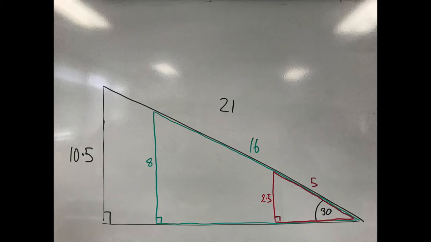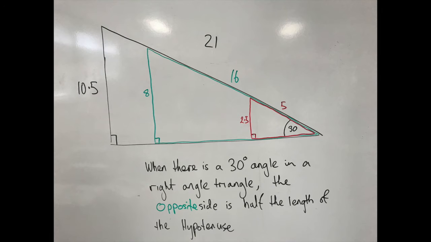If you compare the opposite side to the hypotenuse, you might notice something. In the red triangle, the opposite side is exactly half as long as the hypotenuse. And in the green one, the same thing is true, 8 and 16. And in the black one, you get the same thing again. It's a feature of every triangle that has a 30-degree angle in the corner that the opposite side to the angle, when you compare that with the hypotenuse, it's exactly half as long.